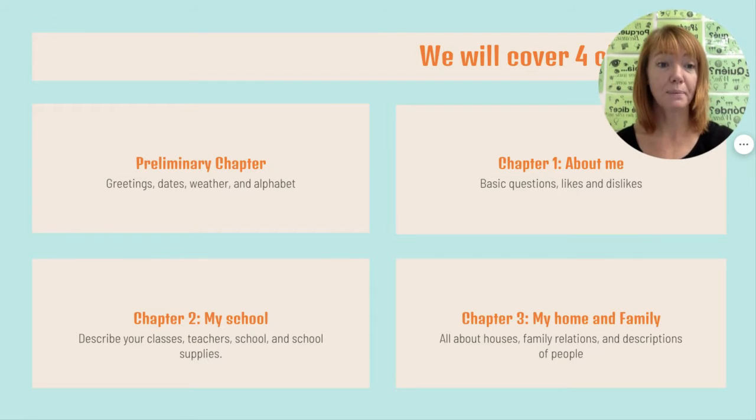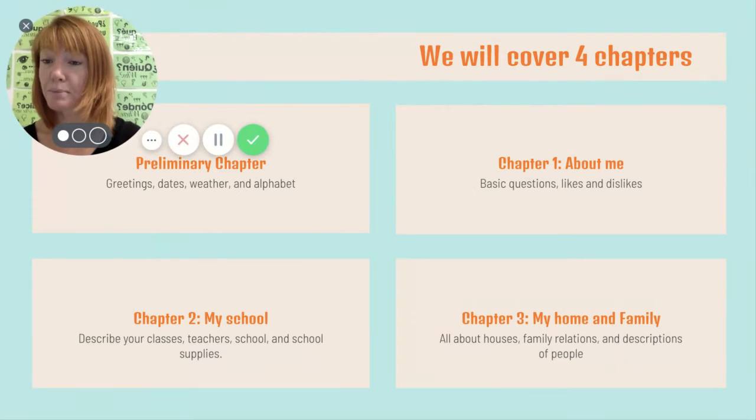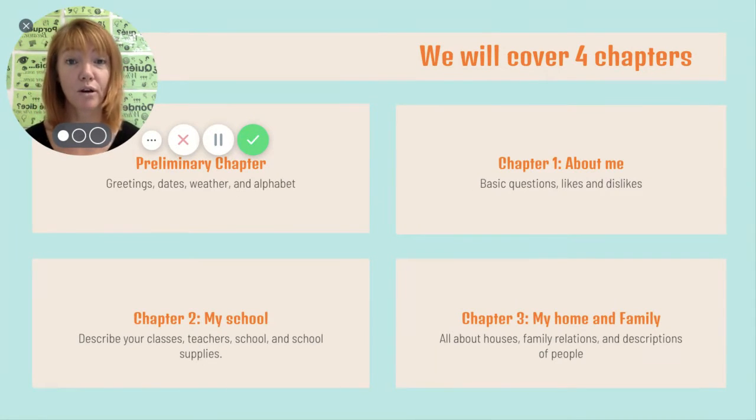We'll cover 4 chapters. The 4 chapters are the preliminary chapter, which is where you learn the greetings, the dates, you learn about weather, you'll learn the alphabet, how to spell your name. You'll also learn in chapter 1 how to answer basic questions. So beyond saying your name and the date and the weather and how to spell your name, you'll learn things like, where are you from? Where do you live? What kinds of things do you like to do? What kinds of things do you dislike, etc.